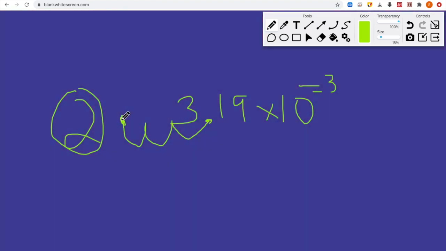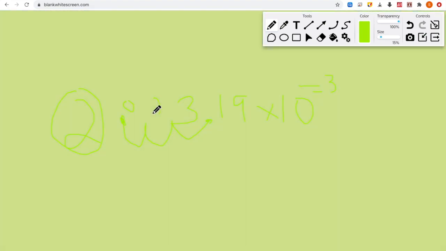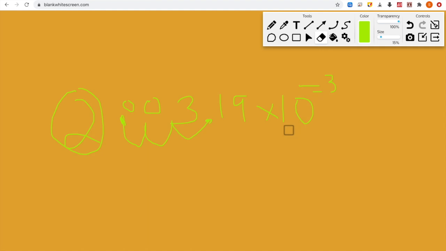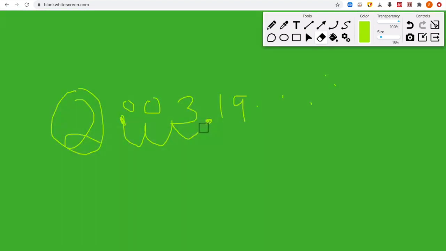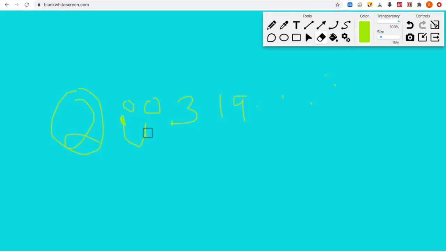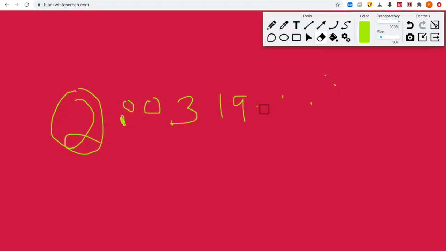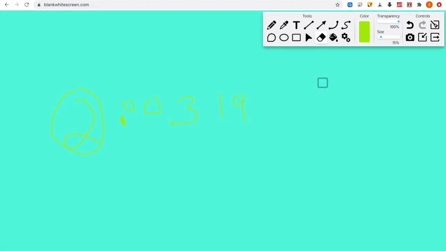Here's my decimal. In these blank spots, I'm going to go ahead and put a 0. Decimal form doesn't have the times 10, and it doesn't have these little marks that I draw. So our final answer to number 2 would be 0.00319.